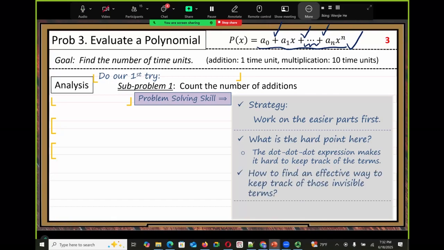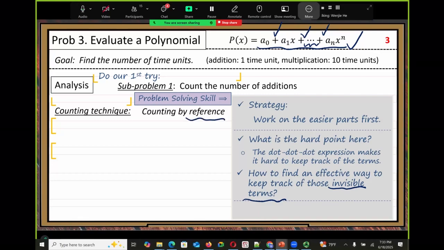So how do we finally keep track of those invisible terms? There are many invisible terms. But how do we find a well-organized way to keep track of them? That's the technical question we need to solve. So here we use an effective counting technique. We call it counting by reference. So we need to find an appropriate reference. Then we do the counting.